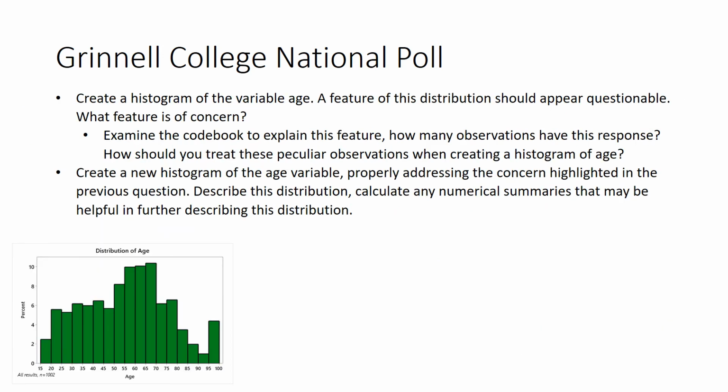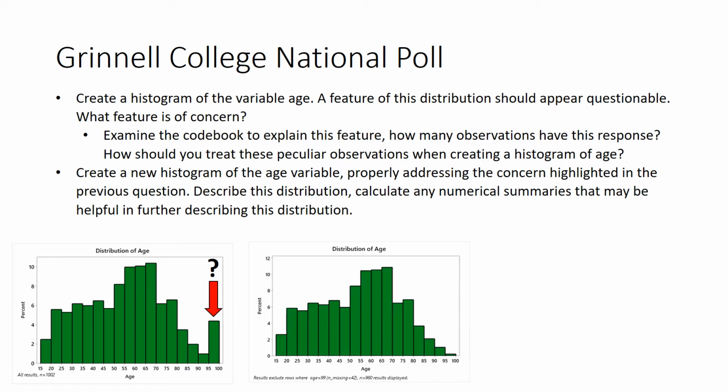A few more questions from the same in-class activity ask students to explore the age variable, and they observed that there seemed to be an interestingly high percent of 95 to 100-year-olds completing the survey. Back to the codebook to find that refuse was coded as 99. They then figure out how to subset the data so that these responses are not included in the graph, and now it seems more reasonable.